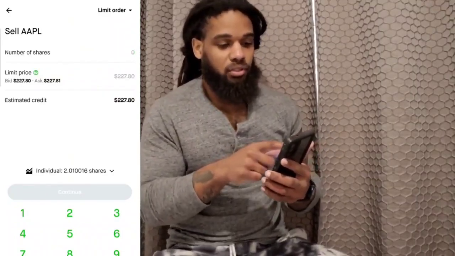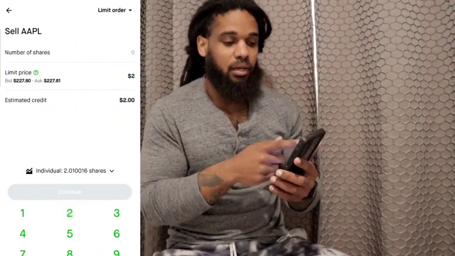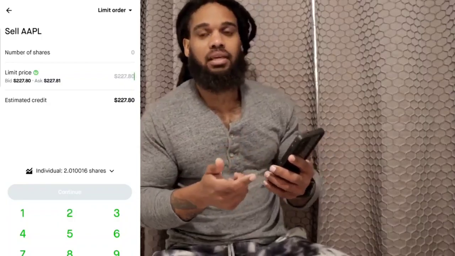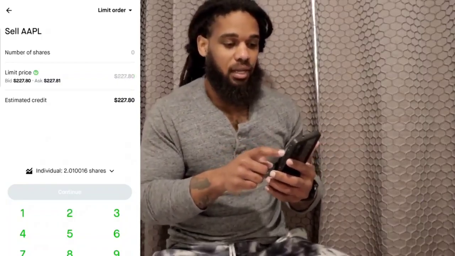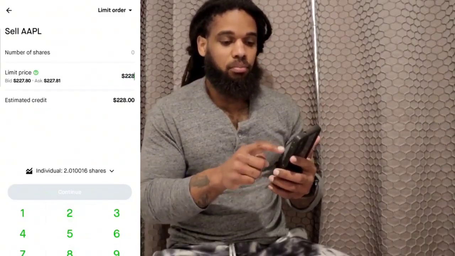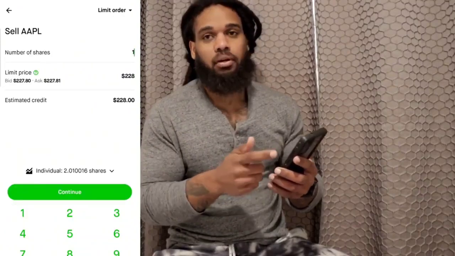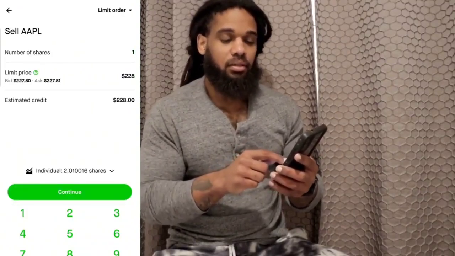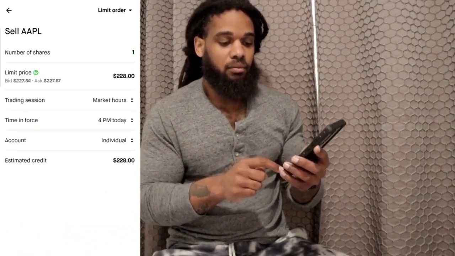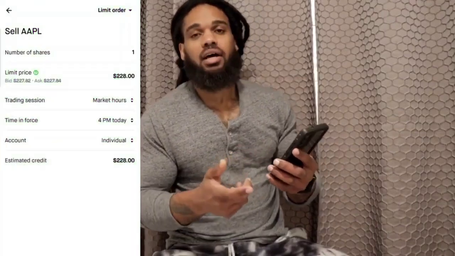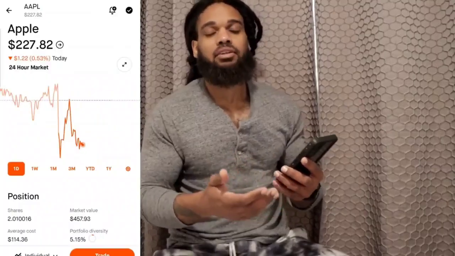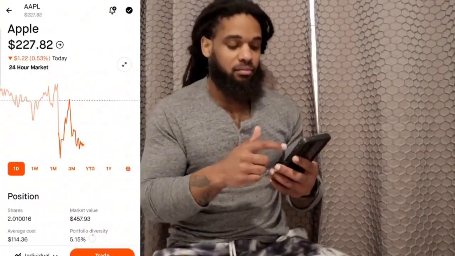And then you're going to see the different prices here, where you got the bid of 227.80, ask of 227.81. Say you want to sell at 228. Once you put the 228 and you put the number of shares, then you press continue, and then you're going to press review, and then swipe up to sell your stock at that specific price that you choose. Once it hits that number, then it automatically will sell your specific stock.